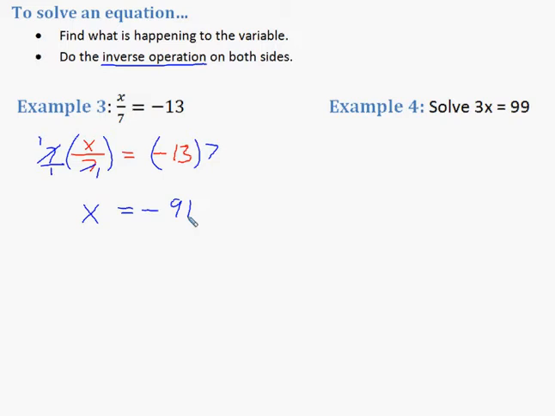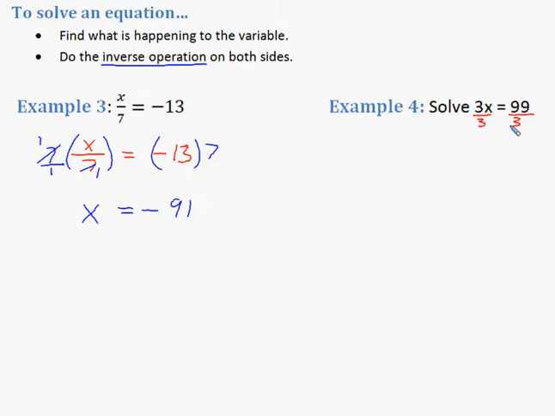Look at example 4 here. We're again thinking what's happening to the variable. And we see the variable is being multiplied by 3. And so we think, well, what's the inverse of multiplication? That's division. So we're going to divide both sides by 3.